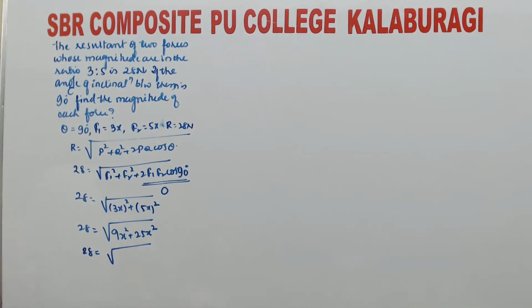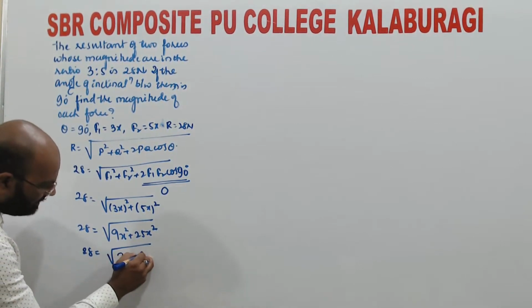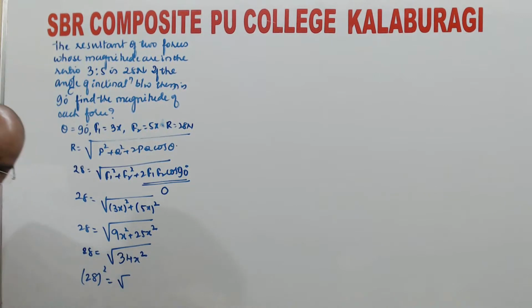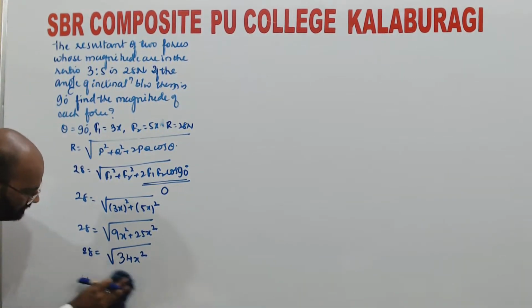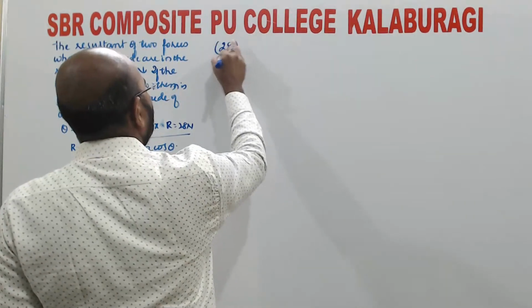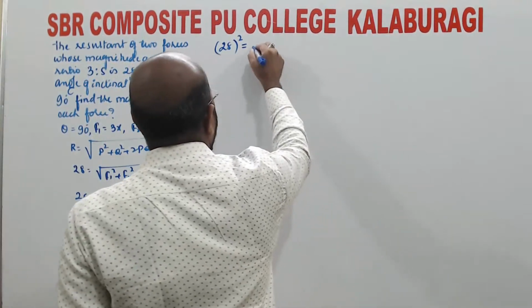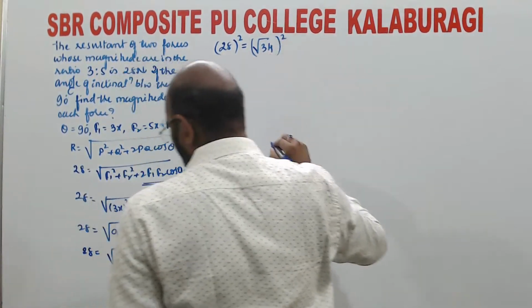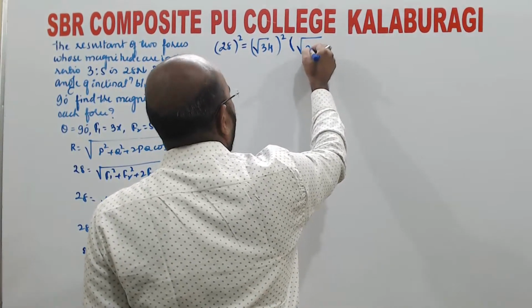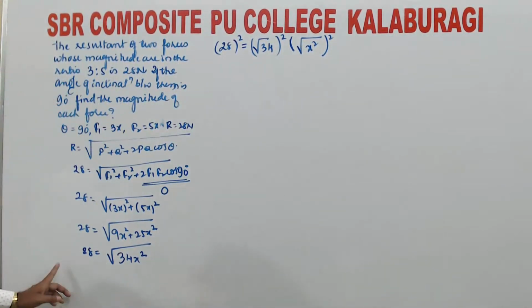So this is equal to 34 x square, and squaring on both sides you get 28 whole square is equal to 34 x square. Or you can simplify this, so under root of 28 whole square, squaring on both sides, you get under root of 34 whole square, under root of x square whole square, because we have made a square over there, squaring on both sides for this.